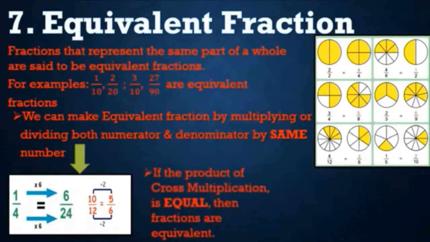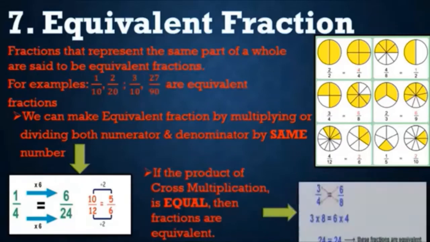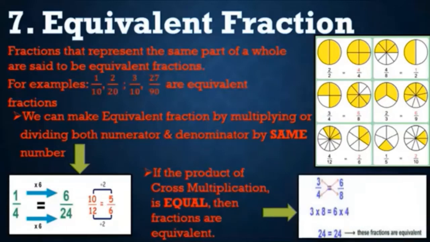If the product of the cross multiplication is equal, then the fractions are also equal. For example, 3 into 8 is equal to 6 into 4, which means 24 and 24. That is, 3 by 8 gives 24, and 6 by 4 also gives 24. That means when we multiply 2 into 3 by 4, we will get 6 by 8.